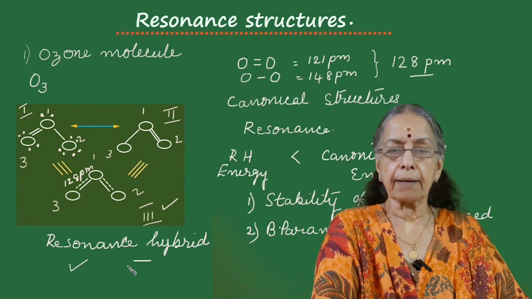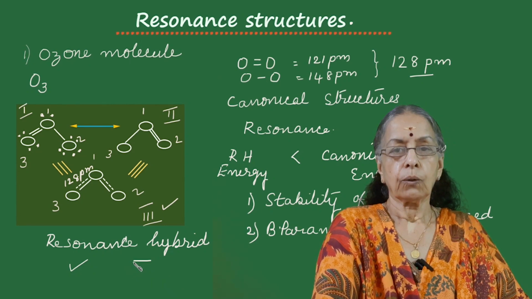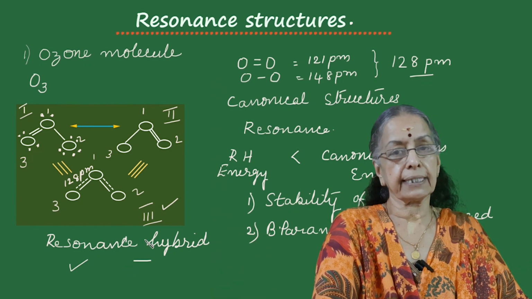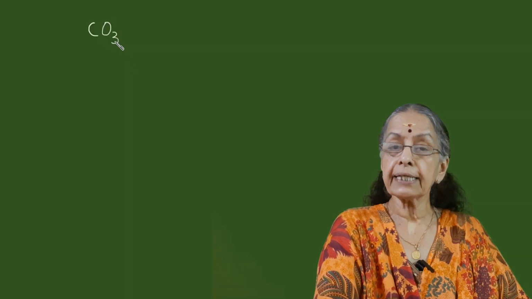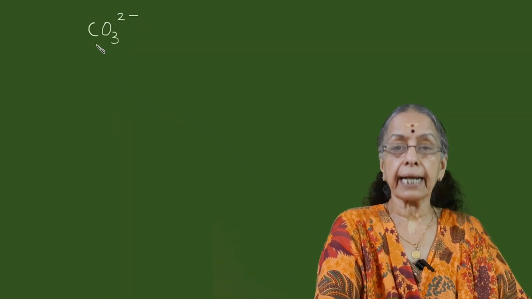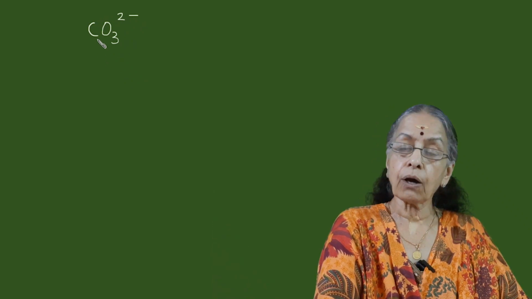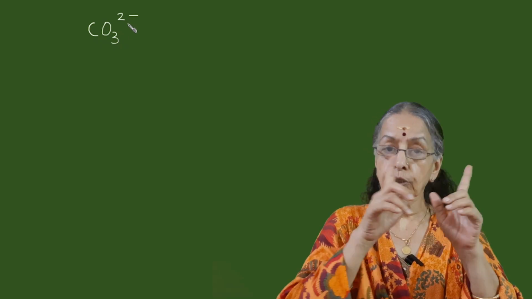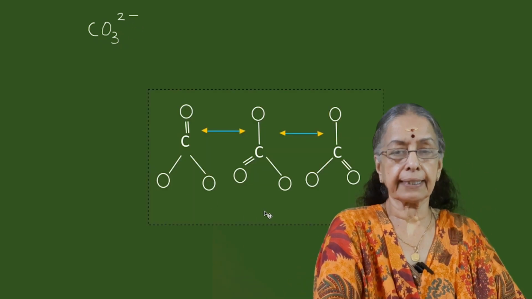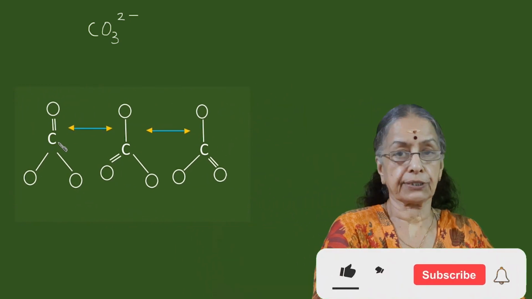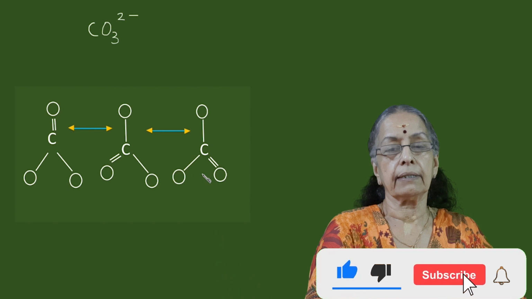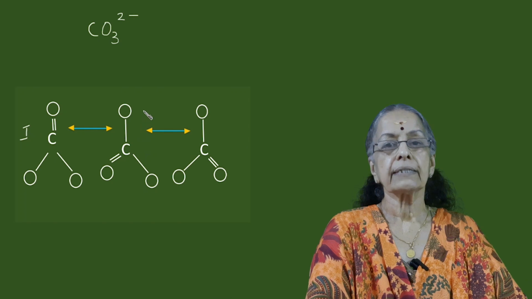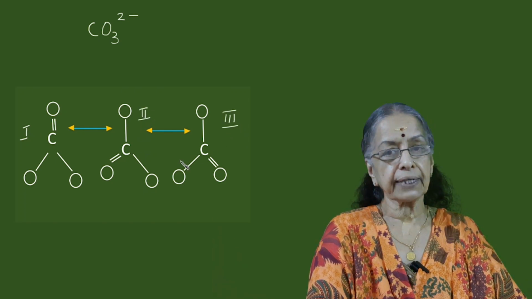Now we will take another example, the carbonate ion. Ozone is a molecule. Carbonate is an ion with 2 negative charges. CO3 2 minus. In all there are 4 atoms, 1 carbon atom and 3 oxygen atoms, with 2 negative charges in excess for the whole ion. I have provided the diagram there. I have shown 3 pictures. I have given the three possible canonical forms of carbonate ion: structure 1, structure 2 and structure 3.